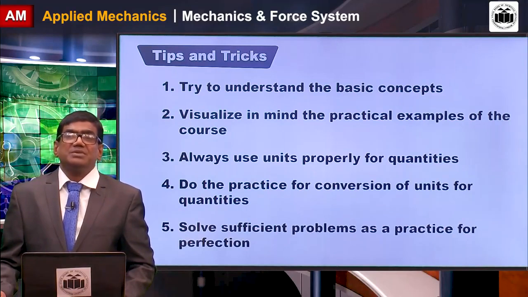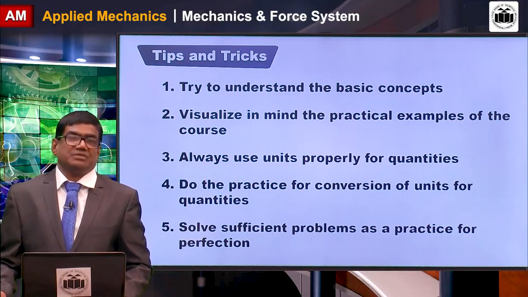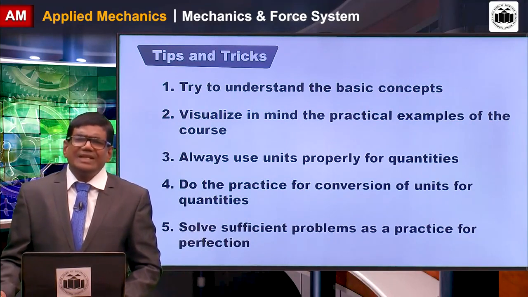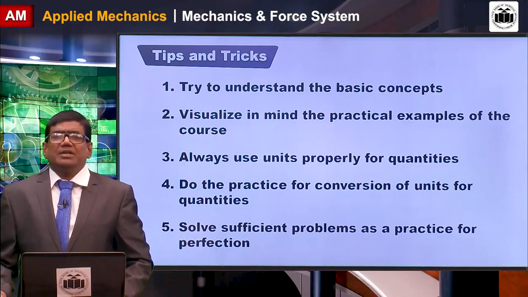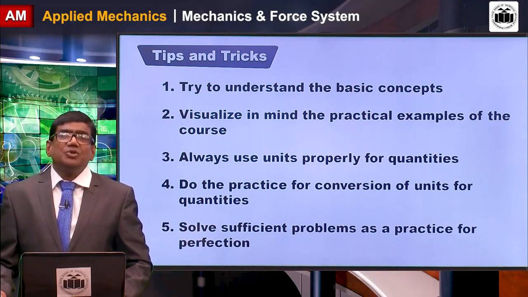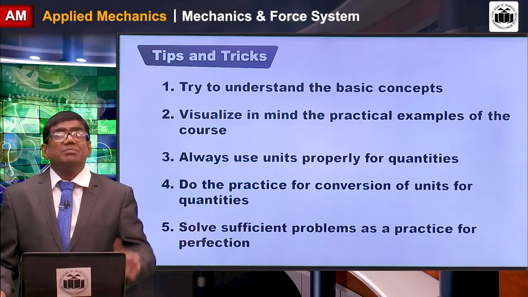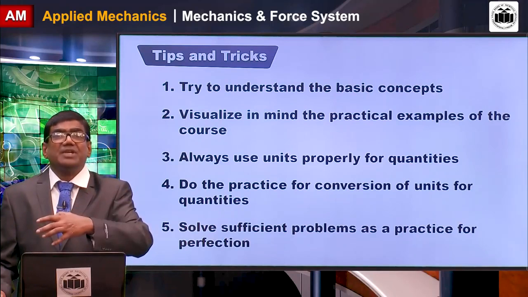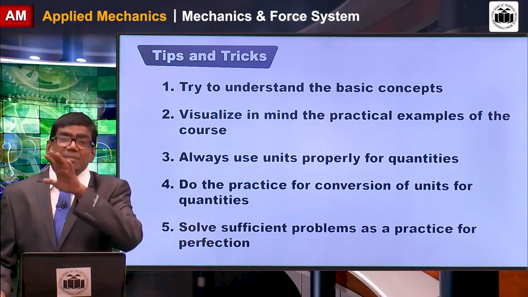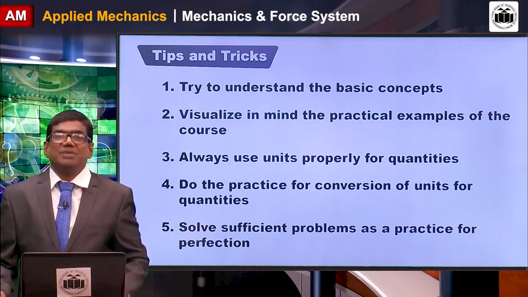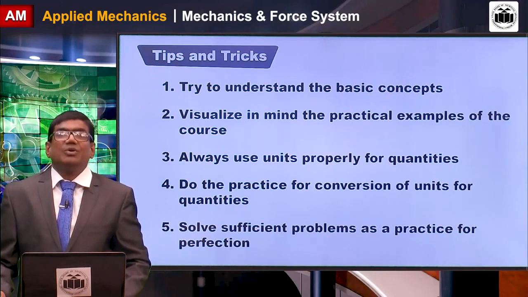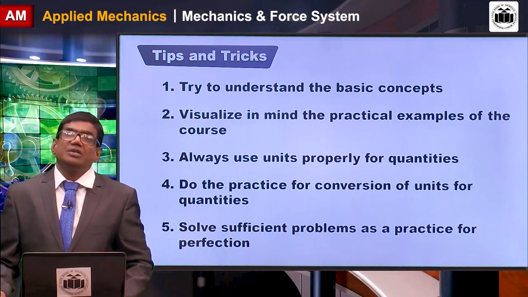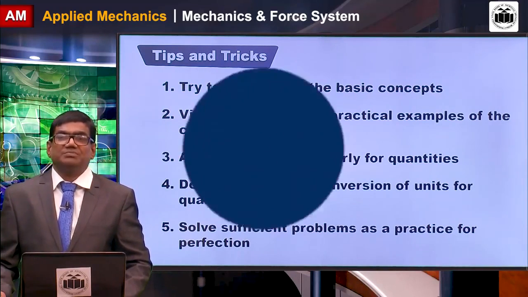Solve sufficient problems as a practice for perfection. Now this is an analytical subject, with a number of applications, and even though you know the theory and concepts properly, the problem may have some mathematical application, geometrical application, so you use these applications properly and solve the problems, and you will be an expert only when you do sufficient practice. For this purpose, you have to solve a number of questions, different types of problems.